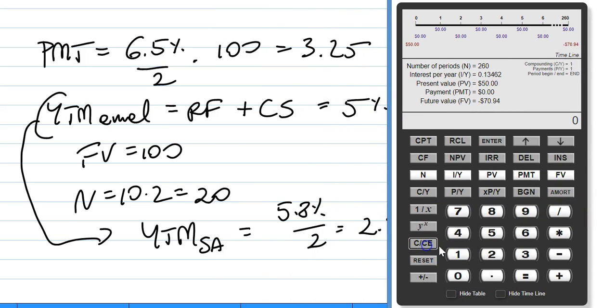So we have number of periods is 20, future value is 100, payment is 3.25, and interest is 2.9. And we compute present value, and that gives us a price of 105.26.